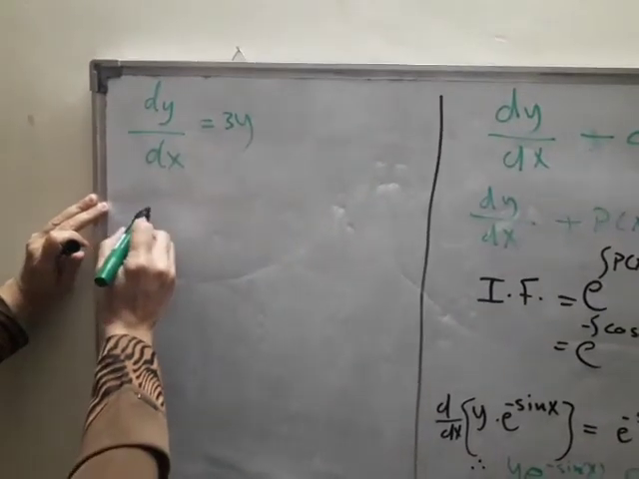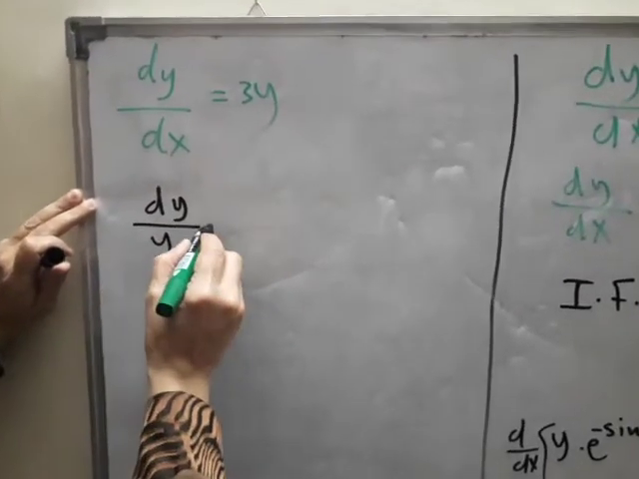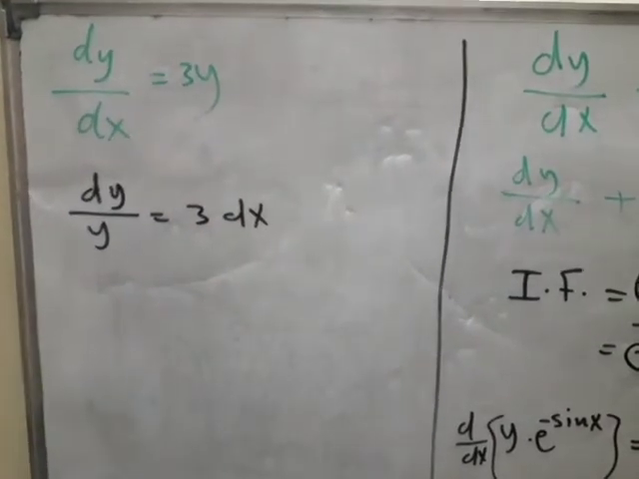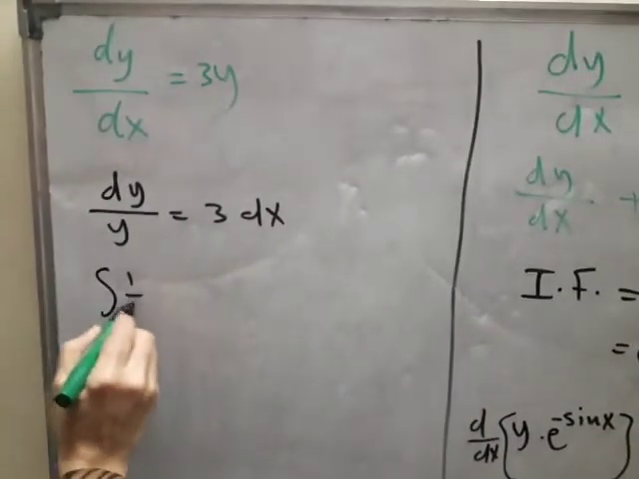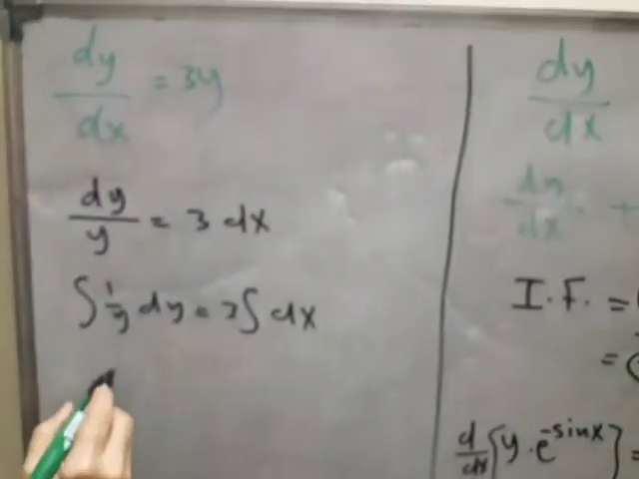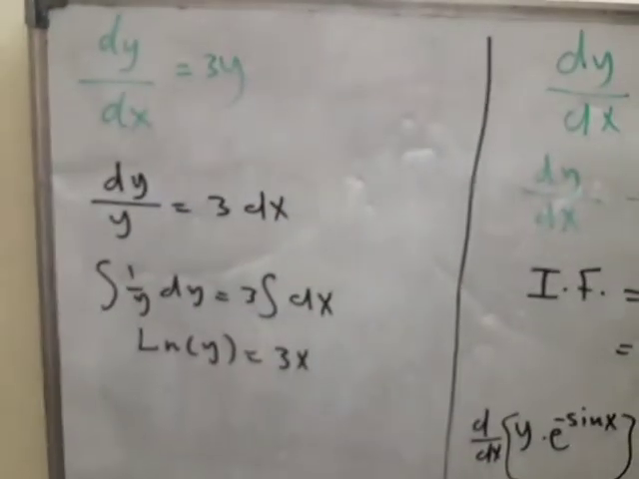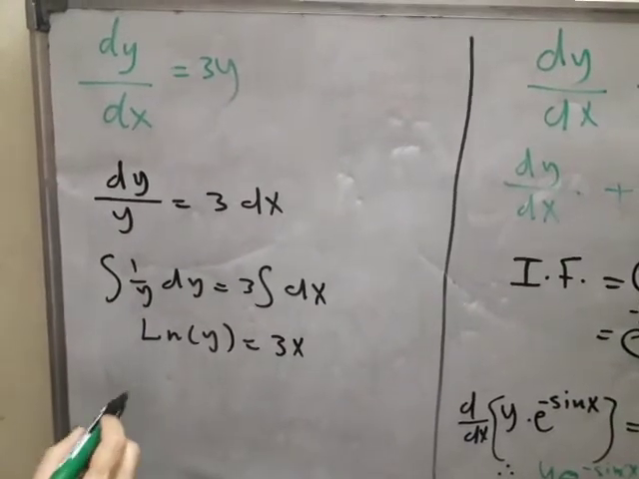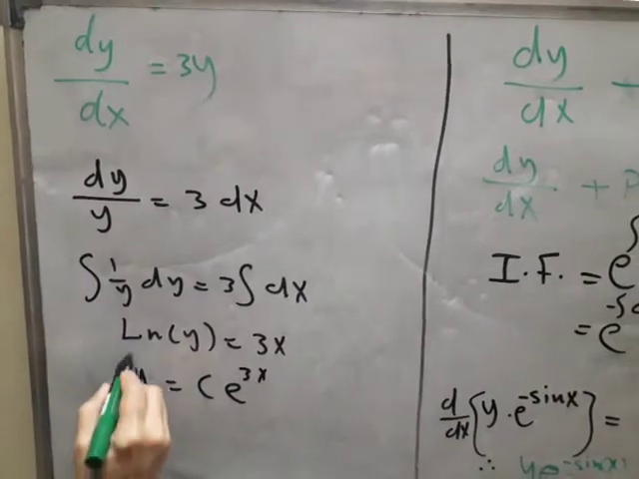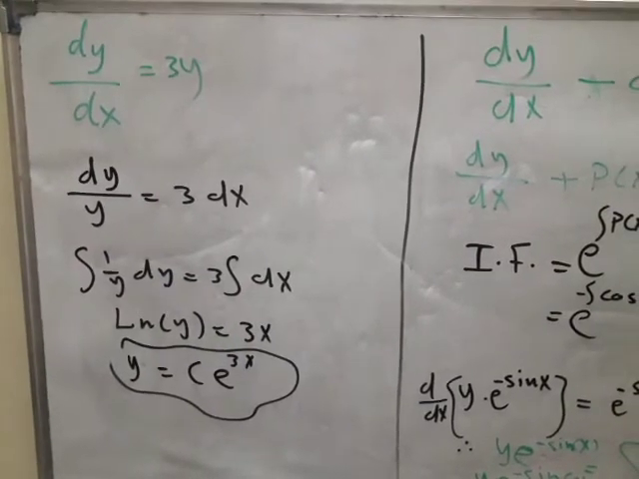Rearranging the equation, dy over y equals 3 dx. Integrating both sides, we can obtain the result, and by taking the exponential of both sides, this is the final solution. This is the final solution of the first example.